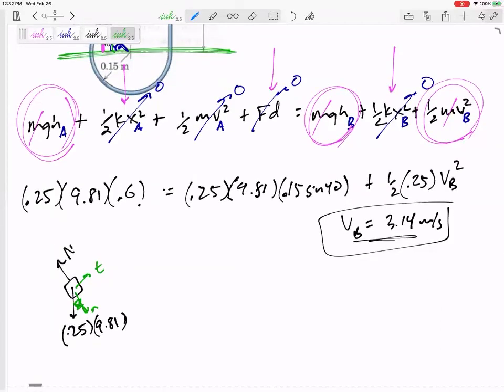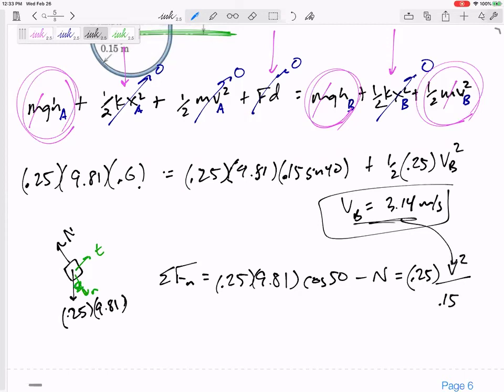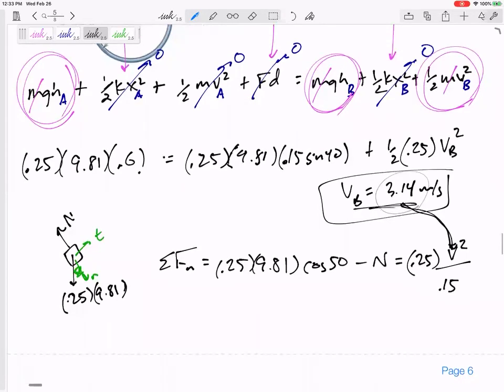So: free body diagram, defining our axes, and then summing the forces. Let's sum the forces. Normal: 0.25 times 9.81 cosine of 50 minus N equals mass times a normal. What is a normal? A normal is v squared over rho, and that v is the 3.14 that we have talked about, that we have solved for. So we can solve for N.